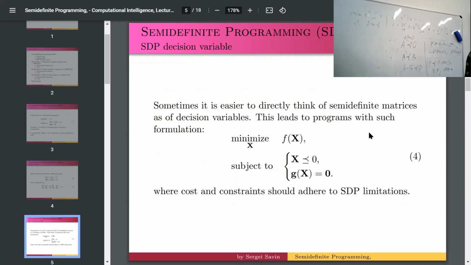Now, as I said, sometimes it's easier to think about it in terms of SDP variables, like x is negative semi-definite, some function of x equal to 0. That is an easier way to think about it. Let's go to examples. So far, very nice, but very abstract.